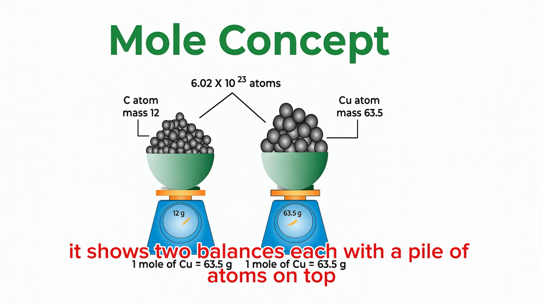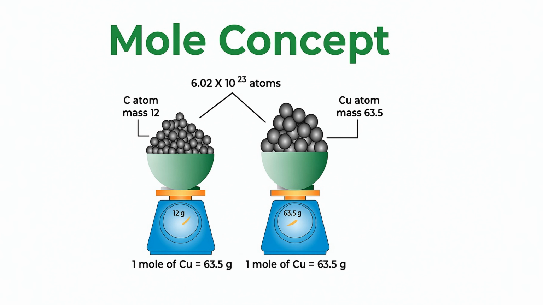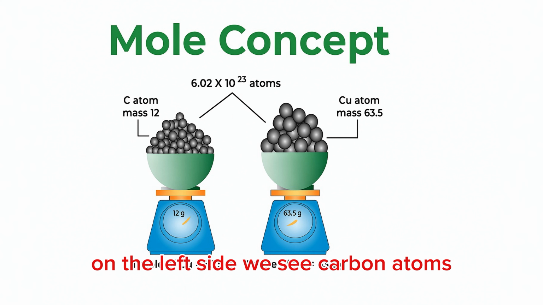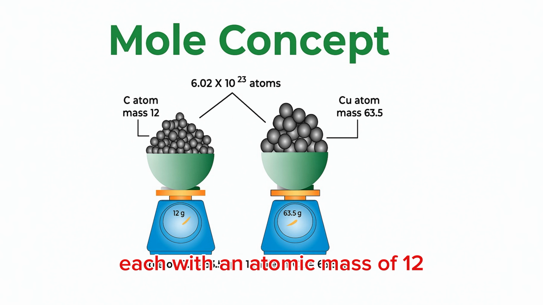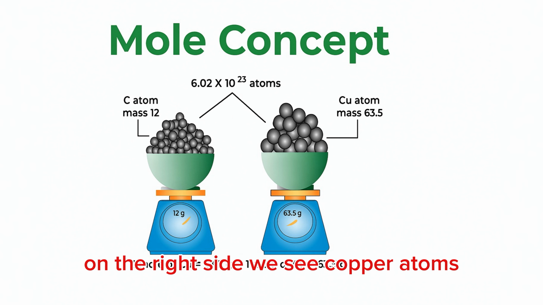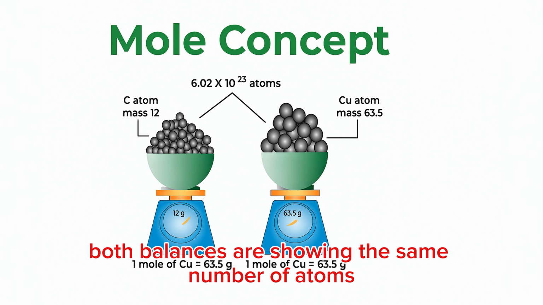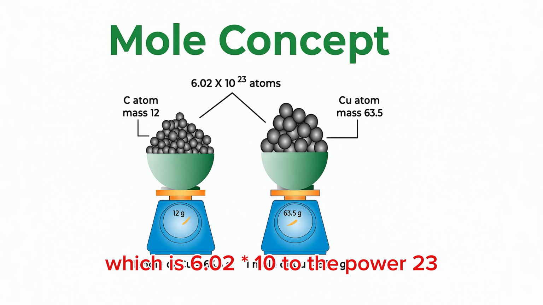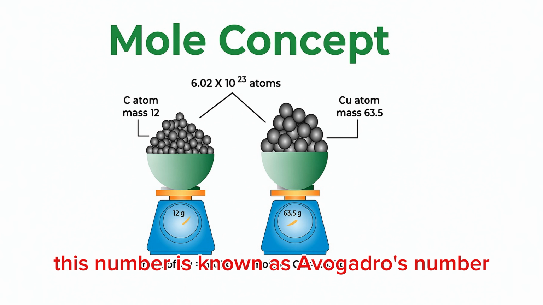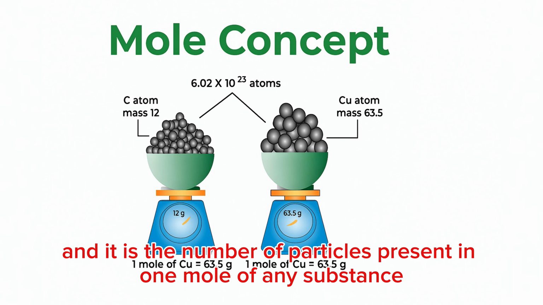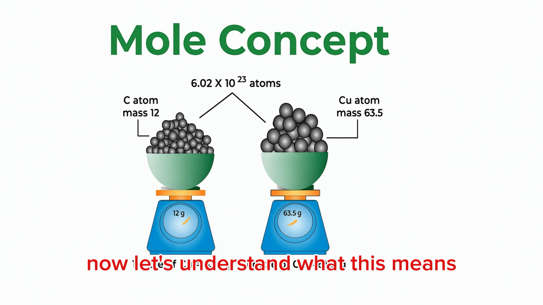It shows 2 balances, each with a pile of atoms on top, representing different elements. On the left side, we see carbon atoms, each with an atomic mass of 12. On the right side, we see copper atoms, each with an atomic mass of 63.5. Both balances are showing the same number of atoms, which is 6.02 times 10 to the power 23. This number is known as Avogadro's number, and it is the number of particles present in 1 mole of any substance. Now let's understand what this means.